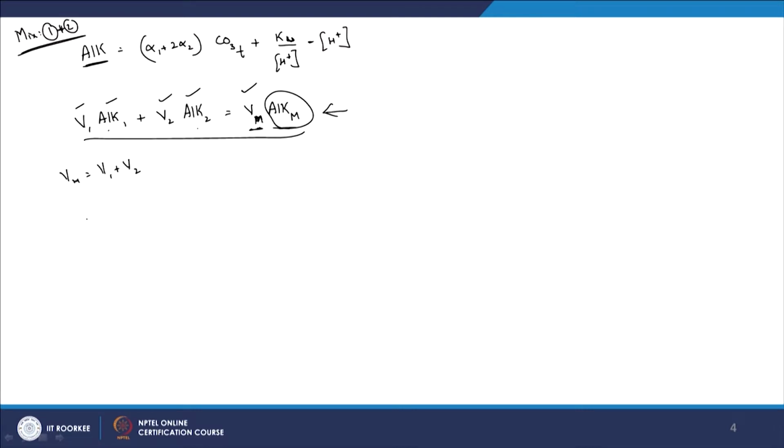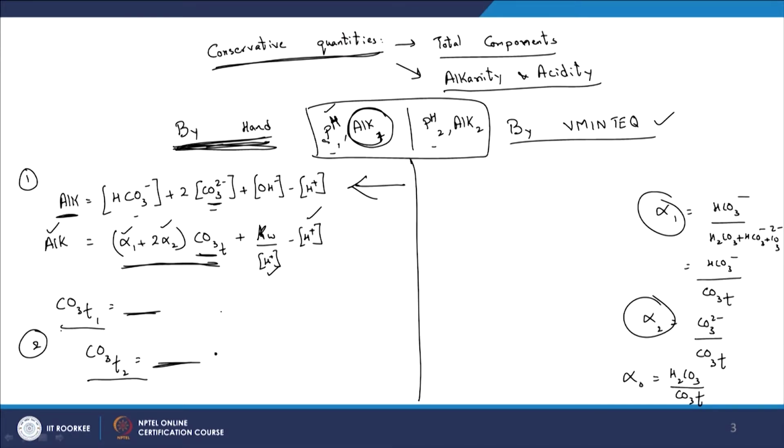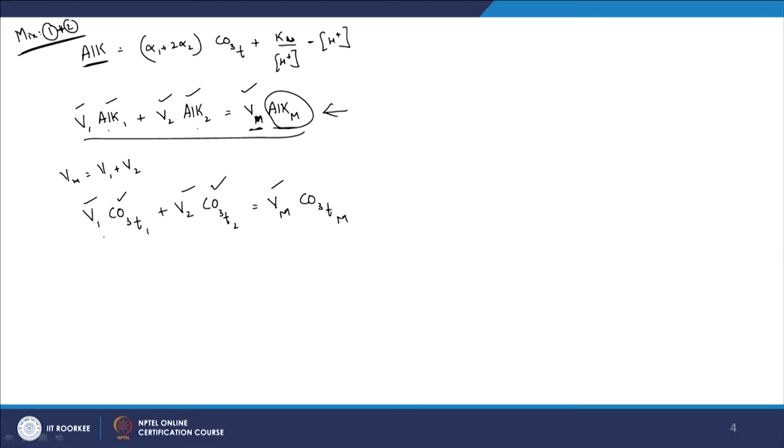And similarly, I can also calculate the CO3 total of the mixture. And how do I do that again? Just plug the relevant values in. V1 into CO3 total 1 plus V2 into CO3 total 2 is equal to volume of the mixture into CO3 total of the mixture. Again, V1, V2, Vm, we know those values. CO3 total 1 and CO3 total 2, we calculated earlier from this particular case here. And now by the balance on CO3 total, I can calculate the CO3 total of the mixture.